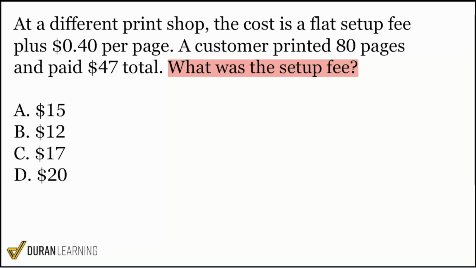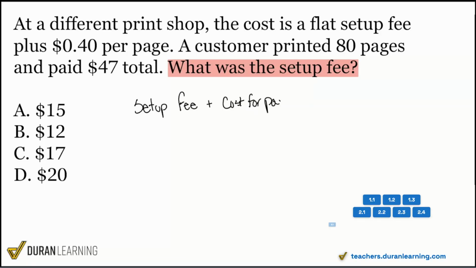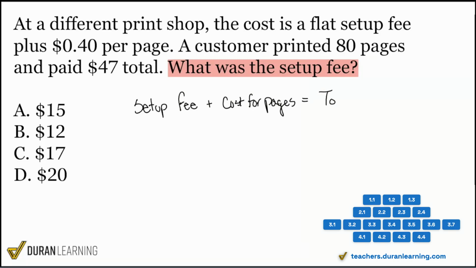And it says, at a different print shop, the cost is a flat setup fee plus 40 cents per page. A customer printed 80 pages and paid $47 total. What was the setup fee? Okay, so from what I'm gathering here, this is actually pretty neat because I notice that the setup fee is a one-time fee. Think about it like this. We have our setup fee, and then we will add the number of pages, so the cost for the extra pages, and that's going to give us the total cost.